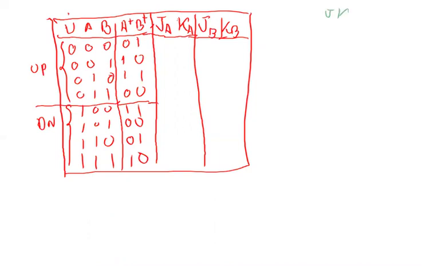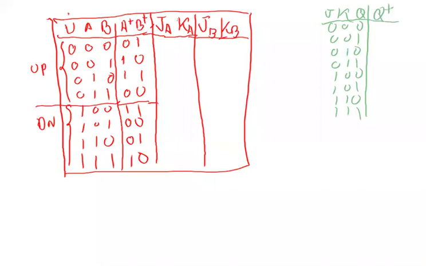J, K, Q, and then write out Q plus. And how does this behave? Well, let's take a look. In this mode, we're in the hold state. In this mode, we're in the reset state. In this mode, we're in the set state. In this mode, we're in the toggle state.